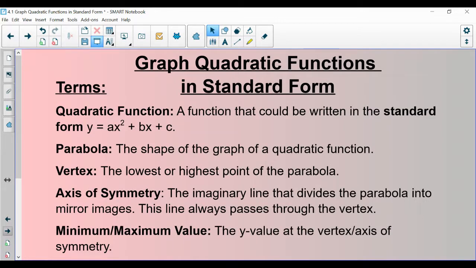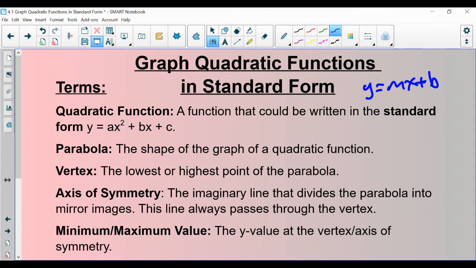Our terms for the day, like I said, this is an introduction to quadratic functions. So basically, a quadratic function is something that could be written as y equals ax squared plus bx plus c. Thinking back to our previous chapter, linear functions look like y equals mx plus b, or at least could be written in that form. What's different about a quadratic function is that it's now going to have an x squared term in it. So we'll have an x that has an exponent of 2, making it a quadratic function.